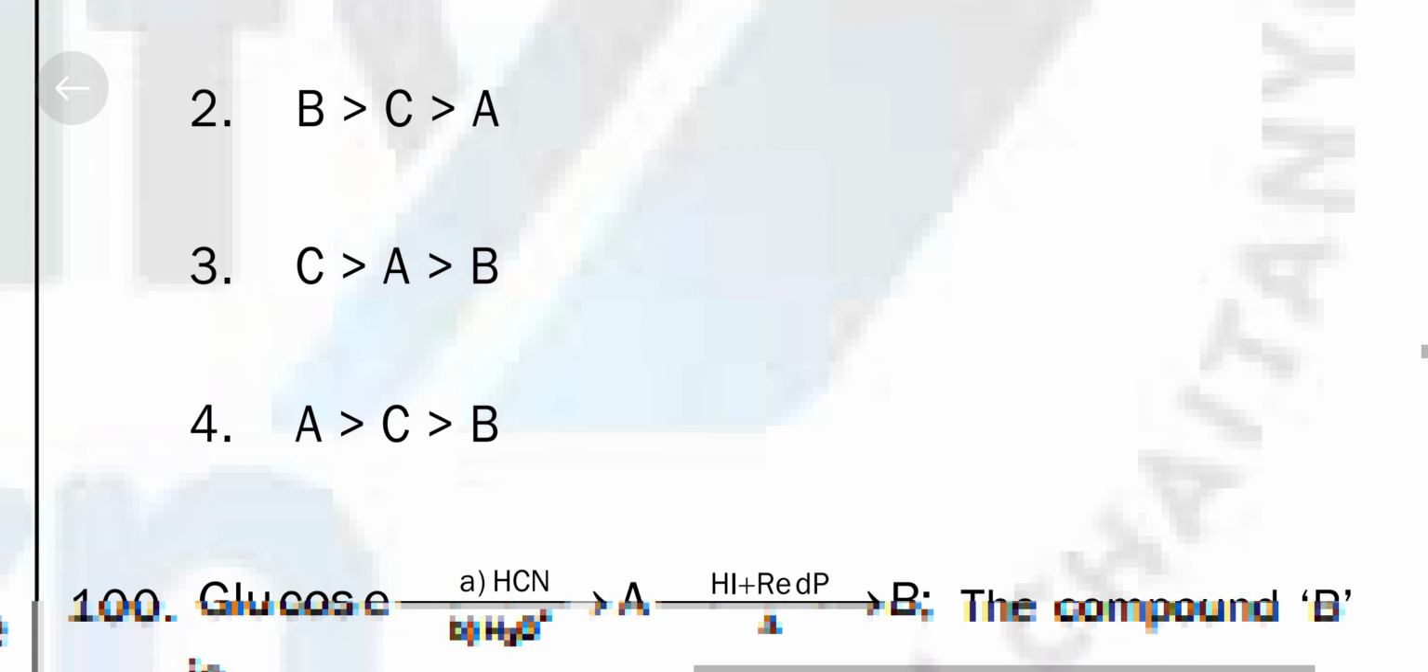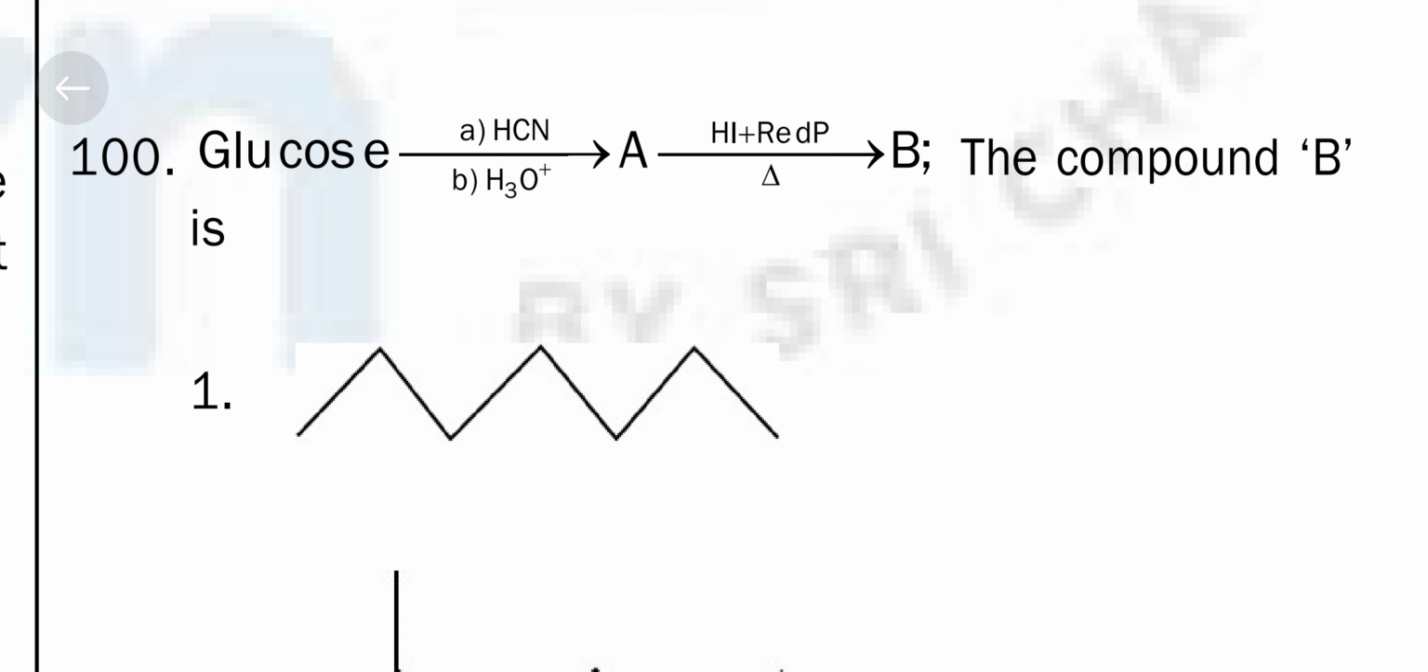Glucose when reacting with HCN, one carbon will be added extra. Glucose contains an aldehyde, so one carbon will be added extra. The cyanide group comes in first. Then HI and red phosphorus, complete reduction. So you are getting 7 carbons, 7 carbons in a row. So the first option is the right option.